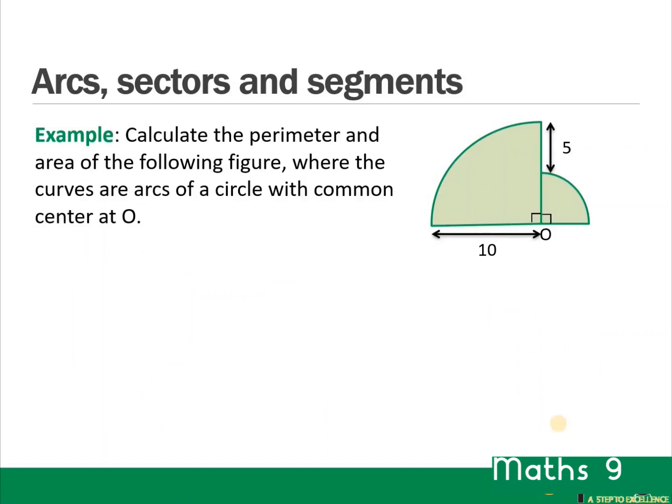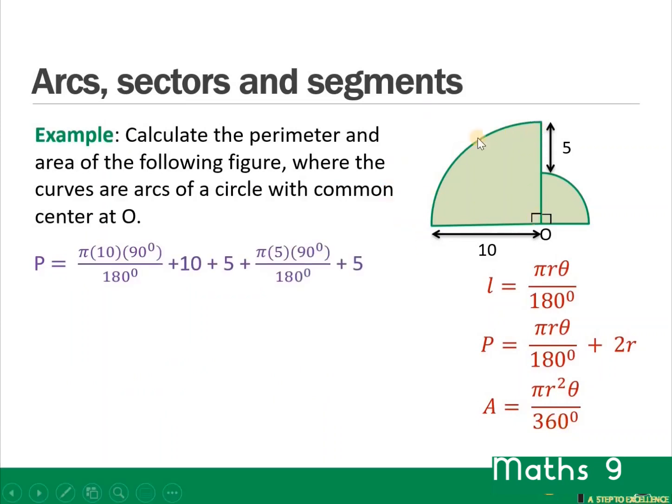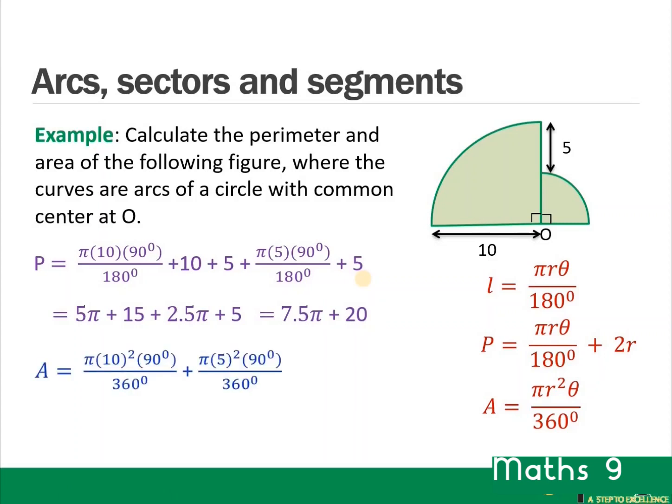Example. Calculate the perimeter and the area of the following figure, where the curves are arcs of a circle with a common centre at O. Here are the formulae. For the perimeter, we need to find this arc length plus 10 plus 5 plus this arc length plus 5. So it's pi times 10 times 90 over 180 plus 10 plus 5 plus pi times 5 times 90 over 180 plus 5, which is 5 pi plus 15 plus 2.5 pi plus 5, which is 7.5 pi plus 20.